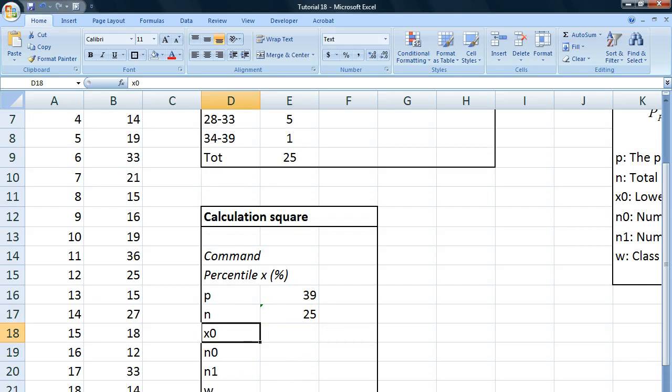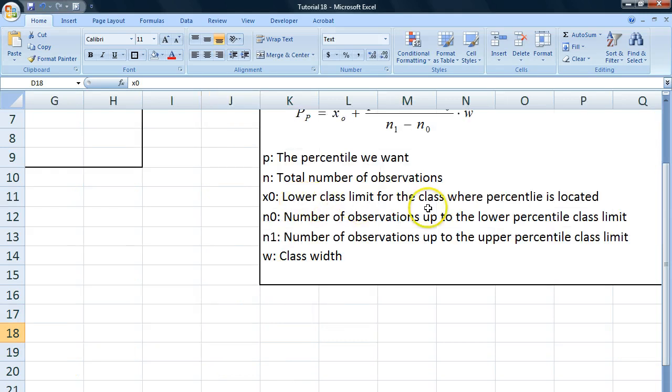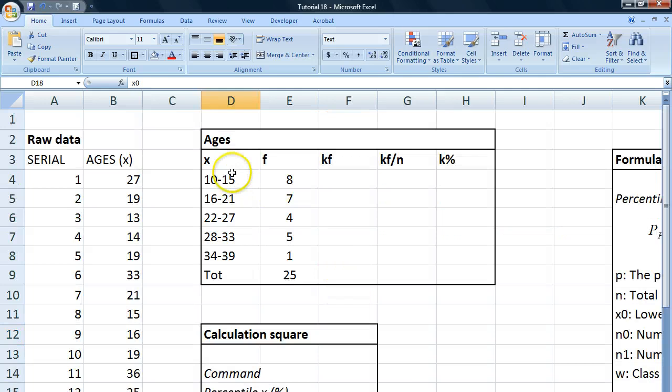Now we want x0, which is the lower class limit for the class where the percentile is located. Now how do we find which class the percentile is located in? It's kind of hard when you're just working with frequencies. It would be much easier if we actually had some percents to see. So in order to do that, we're going to calculate first our cumulative frequencies. And if you're unsure about what I'm doing now, look at the earlier tutorials because we've gone through this before. This though will be new.